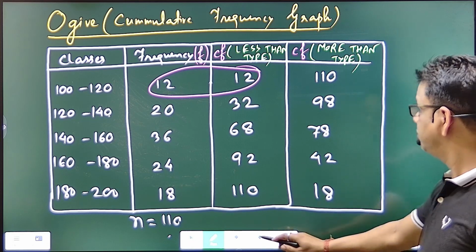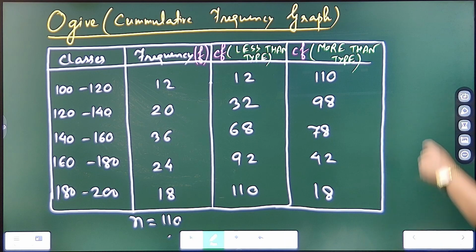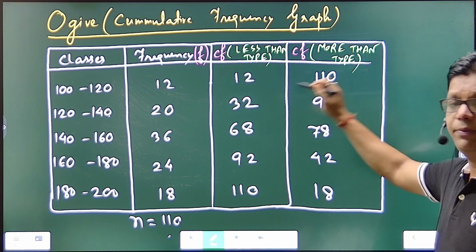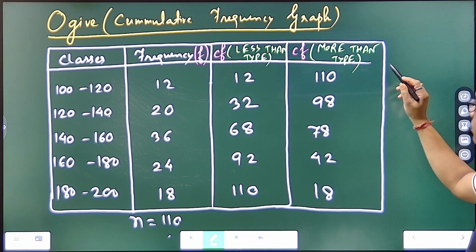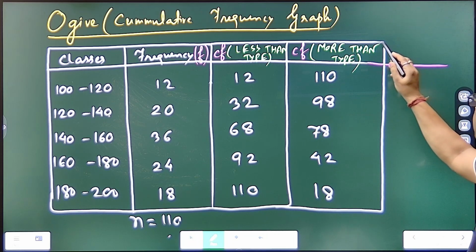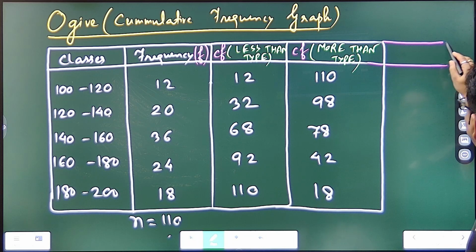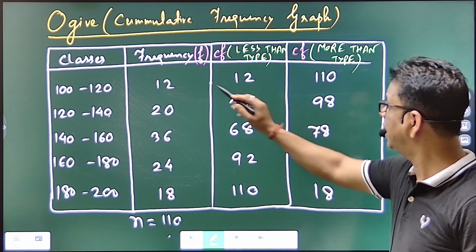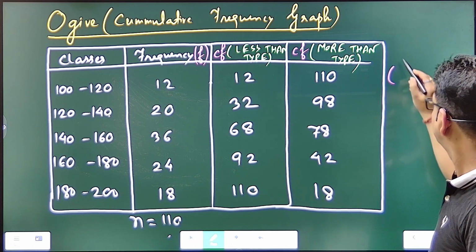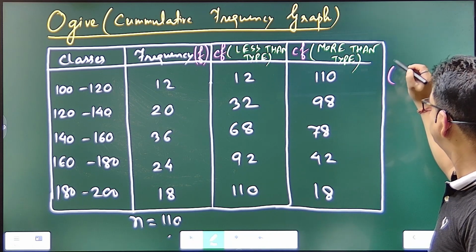Now with this, we are going to make the cumulative frequency graph, which is called the ogive. In the ogive, we are going to draw the less than type and the more than type. In the less than type, try to understand, we will be plotting some points. I'm going to mark the points, the table is ready. So this is the ogive we are going to draw.